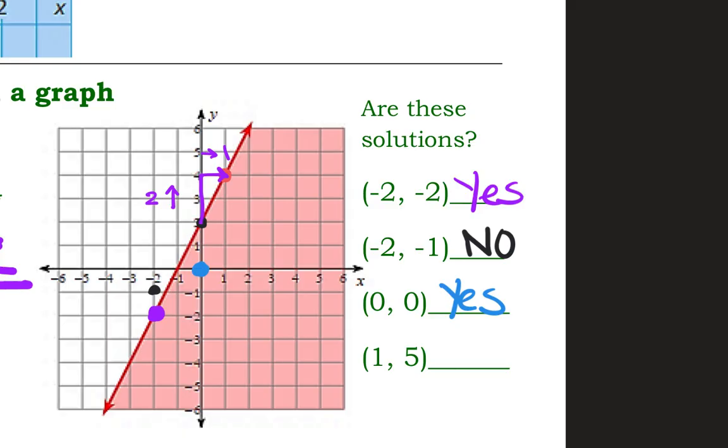And then the last one is 1, 5. So here's 1, and we're going to go all the way up until we hit 5. Do y'all think that's a solution? 1, and then positive 5. That would be this point right here. Do y'all think that point's a solution? Is it in the shaded area? No. So then that one is going to be no.